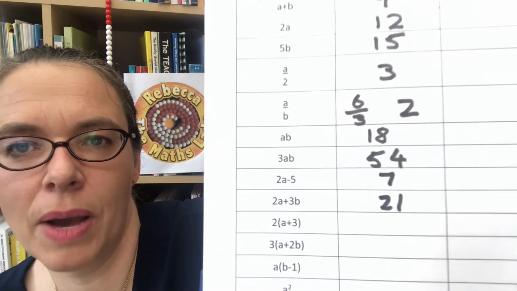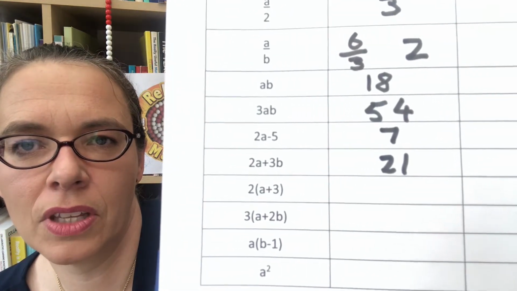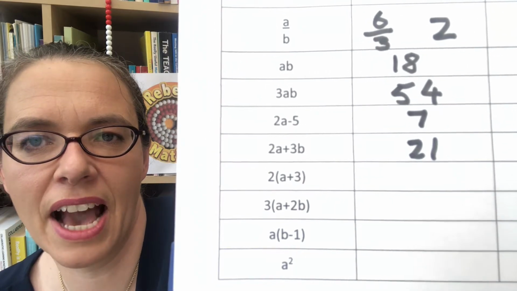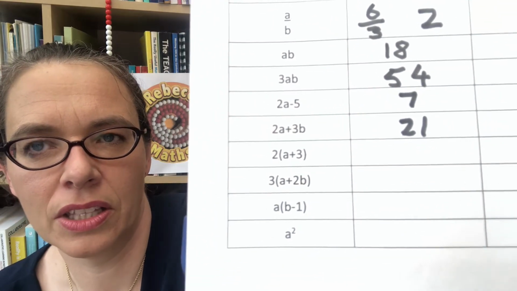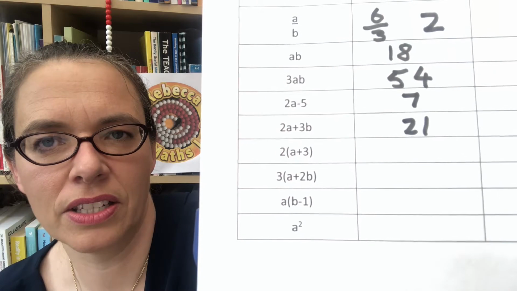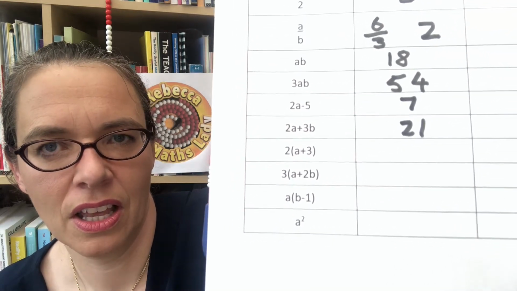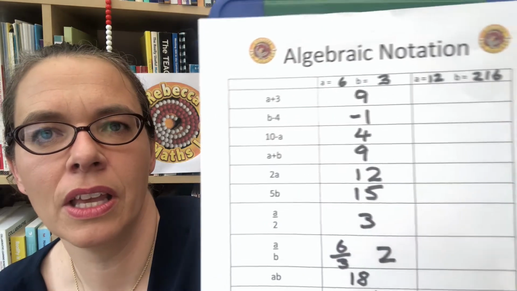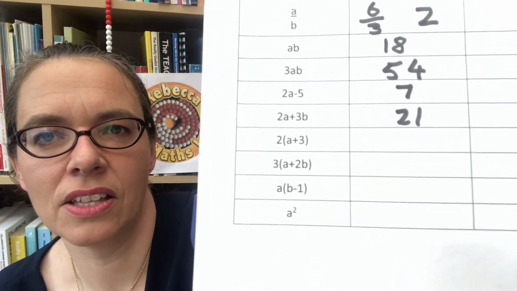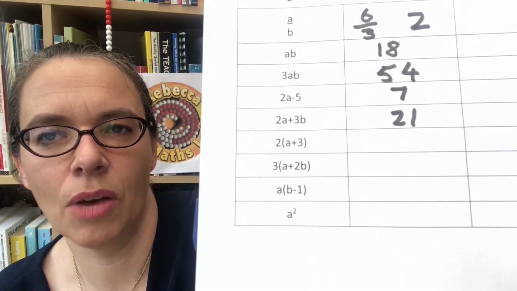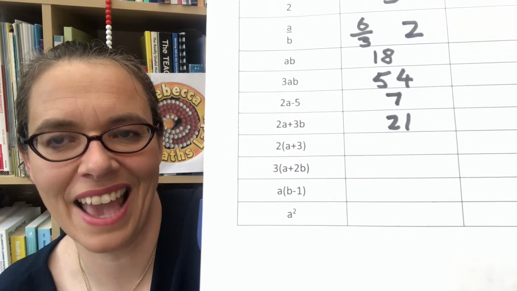And then we get on to our brackets. 2 lots of A add 3. And the children need to know that they need to do the inside of the brackets first. A add 3, A was 6, so A add 3 is 9, and we're doing 2 lots of that, so that is 18. Pretty tricky, needs lots of practice.